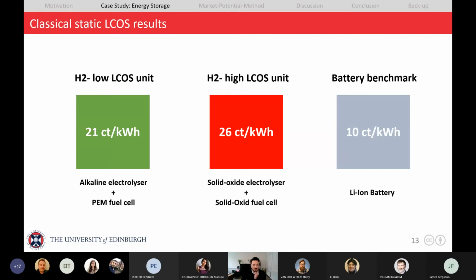What we saw is that the low LCOS case, with a set of assumptions, since you must always assume something, has a cost of 21 cents per kilowatt hour. The high LCOS case has 26 cents per kilowatt hour, and the battery got 10 cents per kilowatt hour. If you're just judging by LCOS, you would clearly say the battery is the best case. But people know hydrogen storage is used for a different case, so they say it has its own market, right? But if you compare two hydrogen technologies, which is the better technology? That's key to know for manufacturers or whoever is using hydrogen units. Here you would clearly say they have the same purpose, so of course they go for the low cost version, right?